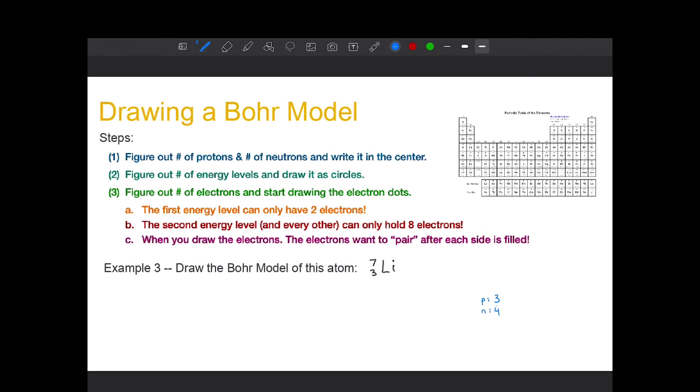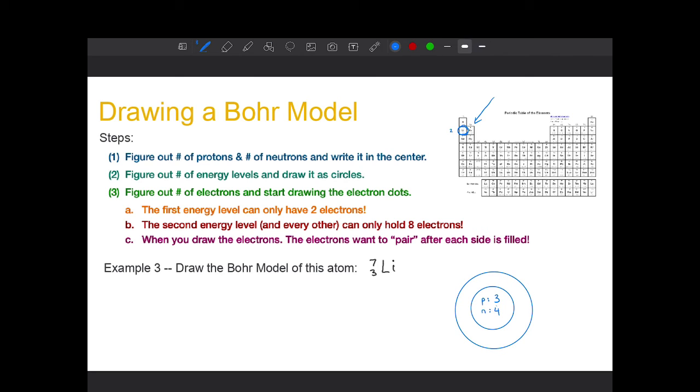Okay, now we're going to figure out the number of energy levels. How many energy levels are there? We take a quick look at the periodic table. Sorry if this one's small, but here's lithium. It's in the second row, meaning there are 2 energy levels. I only need to draw 2 rings. So here's the first ring, and here's the second ring.